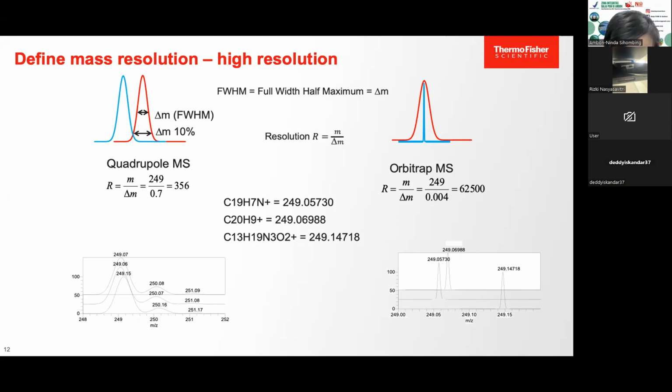Okay, so for this example, I have a cartoon to show you later. The high resolution system will be able to resolve these three, because you see one is 249.057, the other one is 249.069 and 147. So if you have a high resolution mass spec, you are able to detect 3 peaks and not 1. Okay, so why is this important? Next.